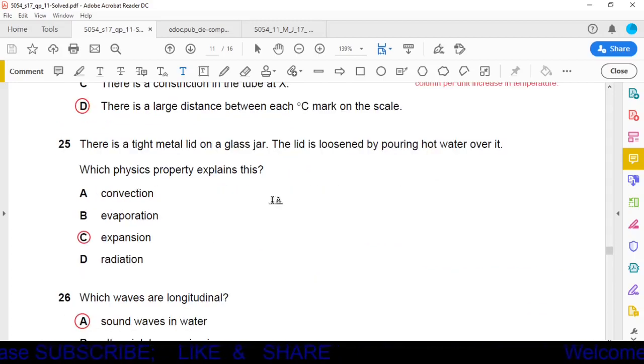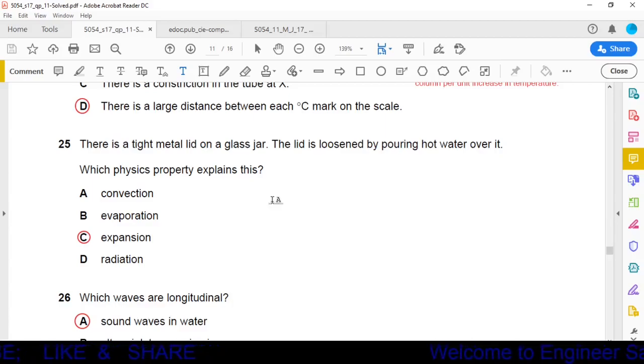Question number 25. There is a tight metal lid on a glass jar. The lid is loosened by pouring hot water over it. Which physics property explains this? Option A, convection. Option B, evaporation. Option C, expansion. Option D, radiation. Okay, it is option C, expansion, because when we heat any object, it expands.